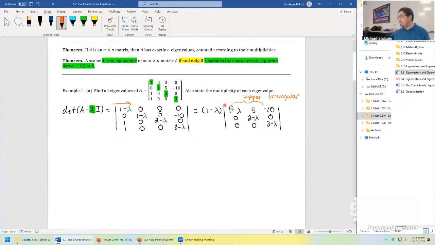The determinant is now the product of the main diagonal. So we can say this equals 1 minus lambda times this new entry, 1 minus lambda. That just squares it, bumps the power higher, times 2 minus lambda times 3 minus lambda. And now it's set equal to 0. So if we're looking at just this part right here, before the equals 0, that's the characteristic polynomial. But including the 0, this whole thing is the so-called characteristic equation.